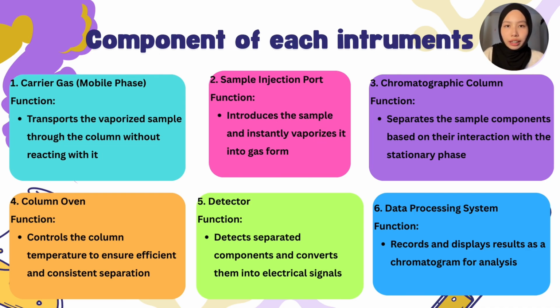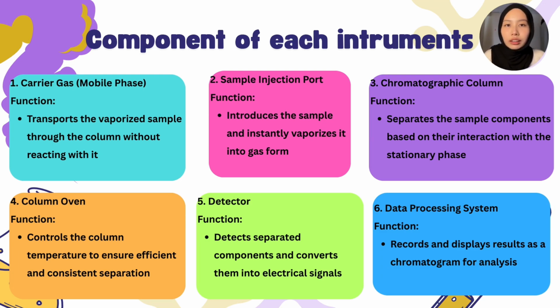Firstly, we have the carrier gas. This is our mobile phase. It is usually an inert gas like helium or nitrogen that carries our sample through the system without reacting with it. The second is the sample injection part. This is the entry point. It is kept hot so that when we inject a liquid sample, it instantly vaporizes into a gas.